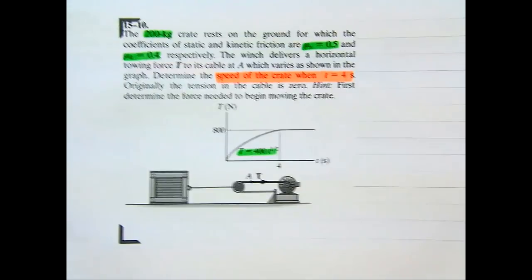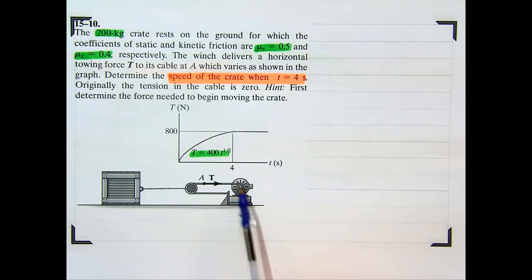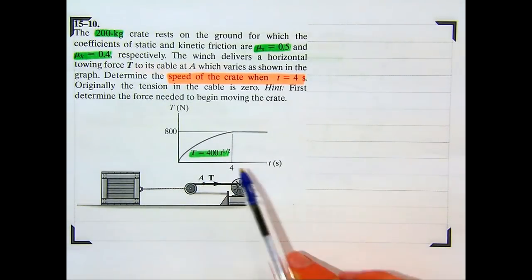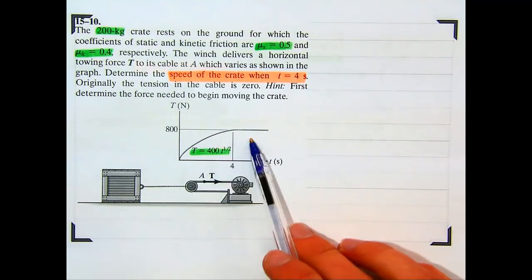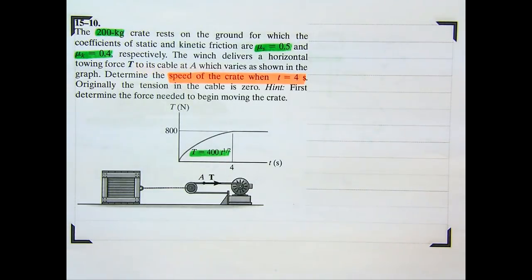Problem 1510. The 200 kilogram crate rests on the ground, for which the coefficients of static and kinetic friction are 0.5 and 0.4 respectively. The winch delivers a horizontal towing force to its cable at A, which varies according to this graph. Determine the speed of the crate 4 seconds later, and originally the tension in the cable is 0. They give you a hint. First determine the force needed to begin moving the crate.